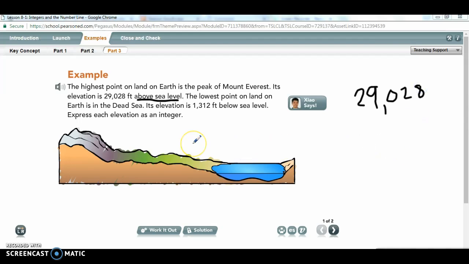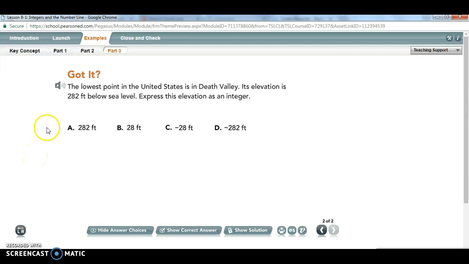If I'm expressing an elevation, the lowest point, which is the Dead Sea, and it's below sea level, that means 0, which is at sea level, I'm going underneath that. So this would be a negative integer, so negative 1,312. That is all you have to do. Know that at sea level is 0, so if it's above sea level, your positive numbers, below sea level, your negative numbers. And here's the last got it problem with this lesson.